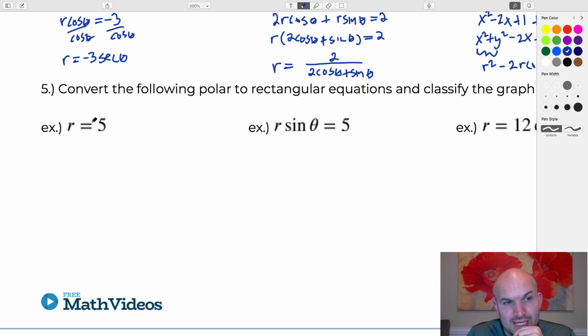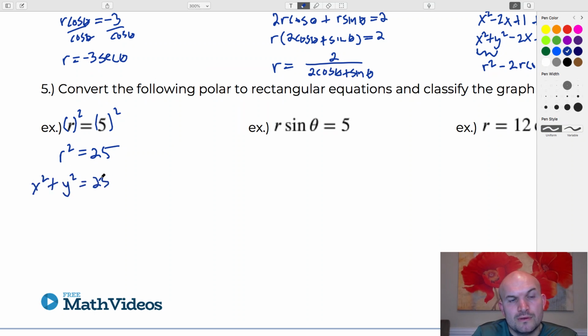Well, in this example here, I don't want to multiply by an r on both sides. That would give me an r squared, but that's not going to get anything there. I don't want to multiply by cosine on both sides because then I'm going to have a random cosine on the right-hand side. So one thing I can do is just square both sides. When I square both sides, I get r squared is equal to 25. r squared, remember, is x squared plus y squared. Okay, and hopefully you guys remember that this is a circle, so that would be our classification. It is a circle with the center at the origin and a radius of 5.